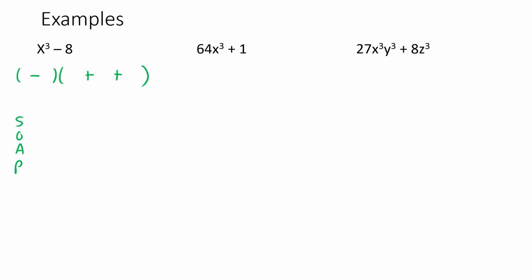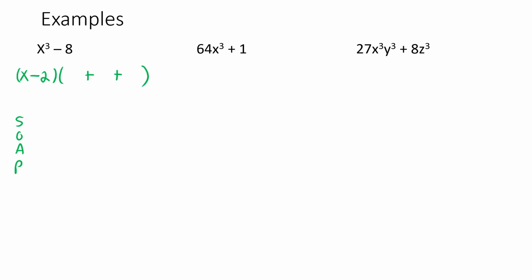Now, to get the first set of parentheses, we are going to exploit what we know about it being perfect cubes. We ask ourselves, what to the third power gives me x cubed? Well, that is x. And what to the third power gives me 8? That is 2. And now we get the sandwich. We're going to square it, smush it together.